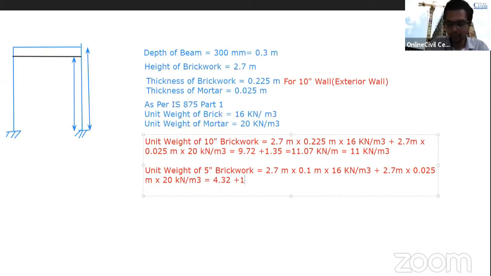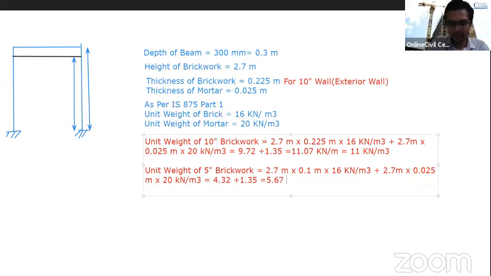So it will be 1.35. Remember that the thickness of the plaster will be a little bit less because we go for the inner standards. So it will be 4.32 plus 1.35, approximately 5.67 it is coming. So 5.67 it is coming.